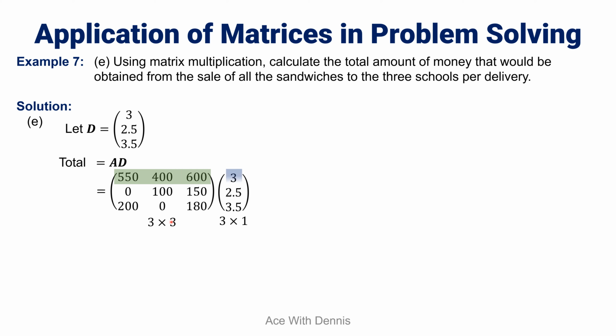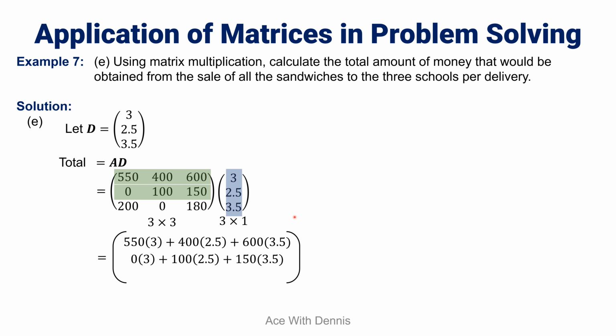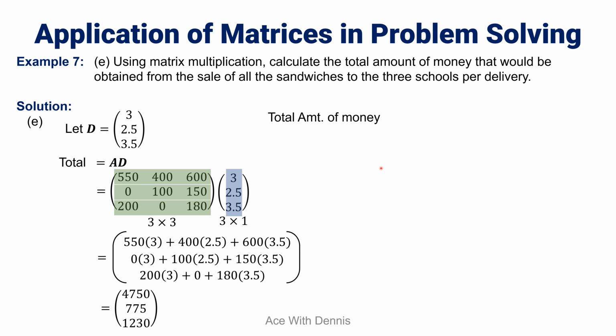These elements multiply with these elements, we will have 550 times 3 plus 400 times 2.5 plus 600 times 3.5. Then we have 0 times 3 plus 100 times 2.5 plus 150 times 3.5. The next one, we'll have 200 times 3 plus 0 plus 180 times 3.5. Calculate everything together, we'll have 4,750, 775, and 1,230.